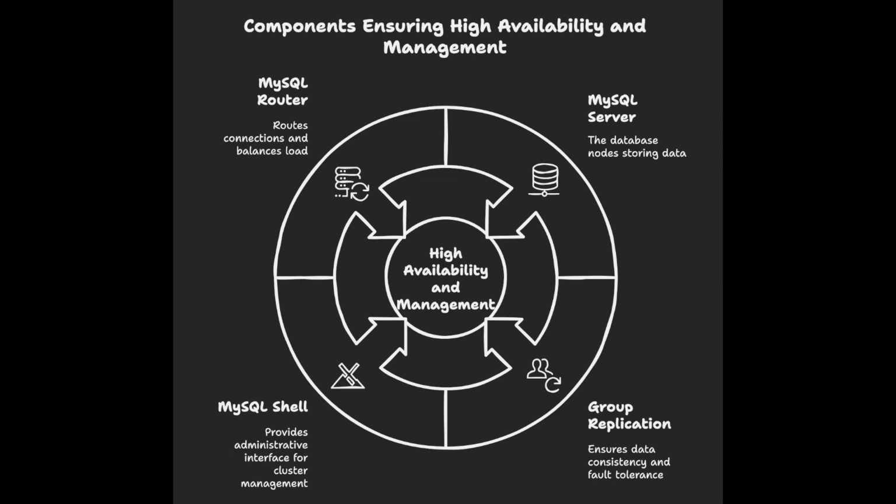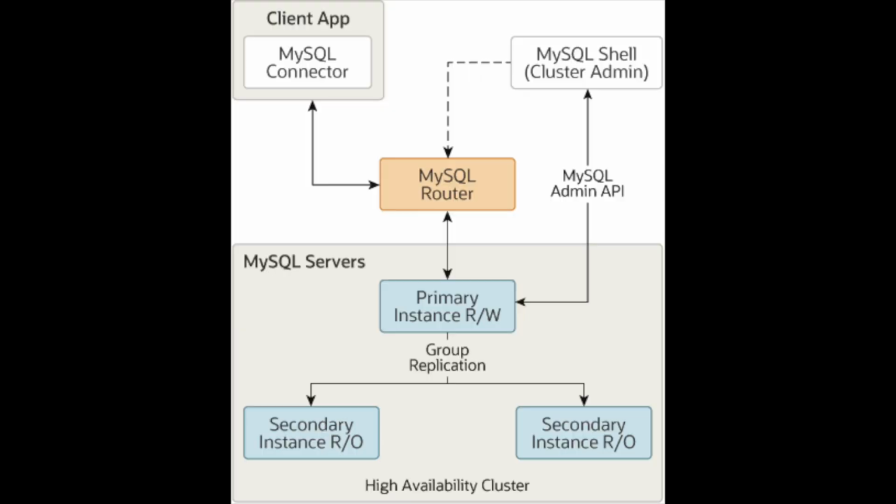Okay, servers are running, synced by group replication, managed by the shell and AdminAPI. How do my applications actually talk to this cluster without getting confused about which server is which, or what happens if one fails? Excellent question. That's where MySQL Router fits in. It's this lightweight piece of middleware. It sits between your applications and the actual InnoDB Cluster nodes. Like a traffic cop. Sort of, yeah. A very smart traffic controller for your database connections.